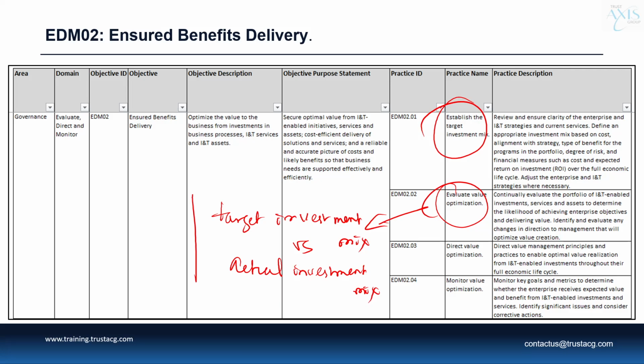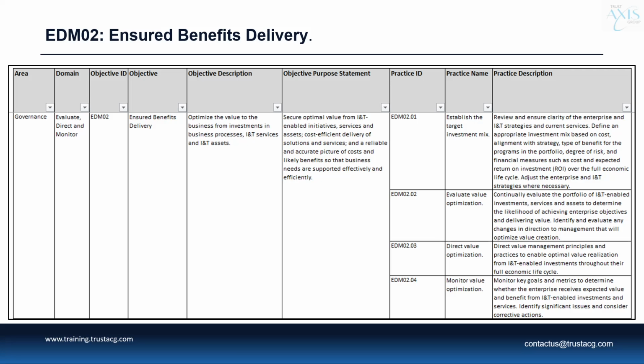And the other thing that you can also measure is the percentage of your IT enabled investments with a likelihood of achieving the enterprise objective in general and delivering all the expected value at a reasonable cost. Okay. So there are various activities in this particular practice as well. For example, understanding the needs of your stakeholders. This is the first activity that you can do.